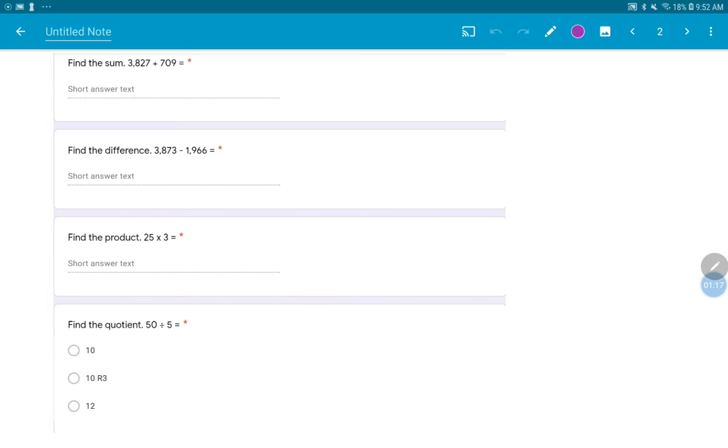Next, you have to find the sum. What does the word sum mean, Ansley? Like addition, adding. Very good. It's the answer to the addition problem. So you have 3,827 plus 709. How did you solve that one? I just added.